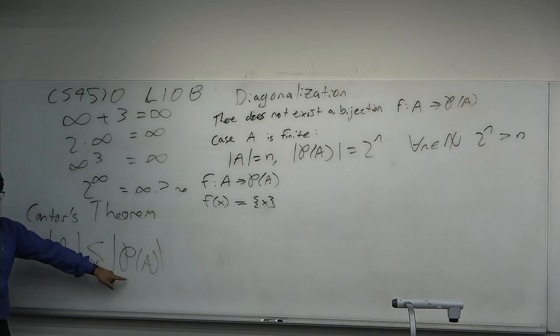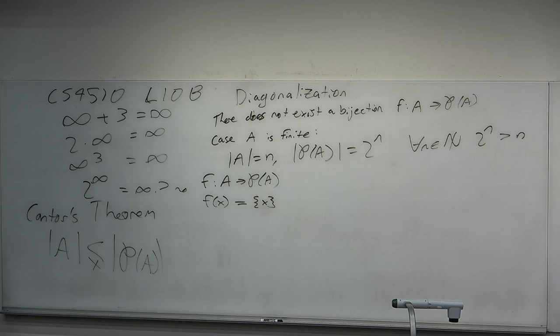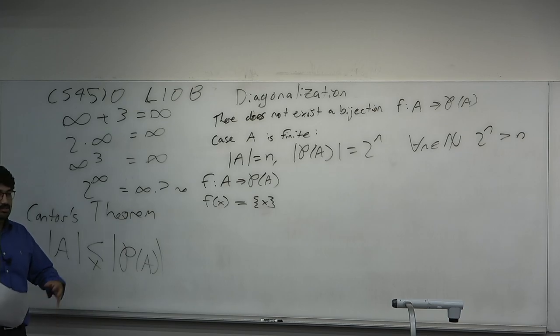So there must exist elements in the power set which cannot be mapped to for all possible functions you can consider mapping from the set to the power set. So in some sense, there's more of it. There's infinitely many more subsets than there are elements. That's why we interpret this to mean a bigger infinity, right? Questions so far on the statement?